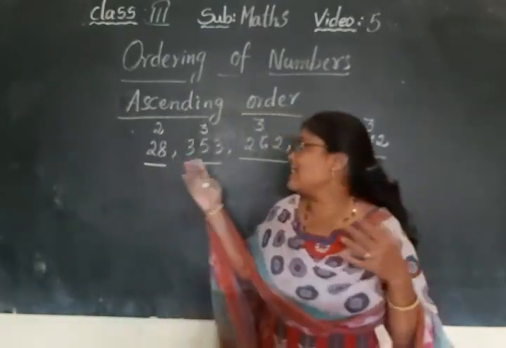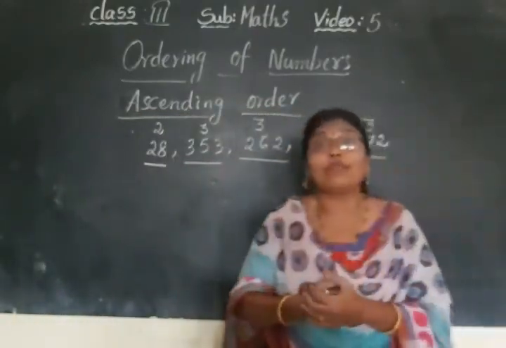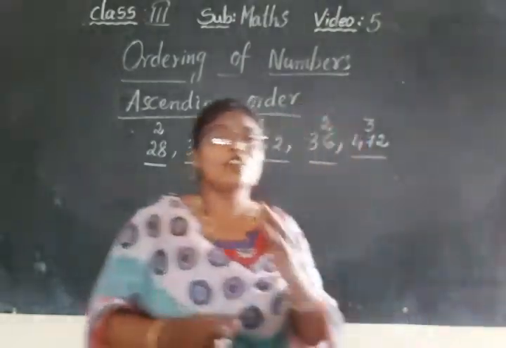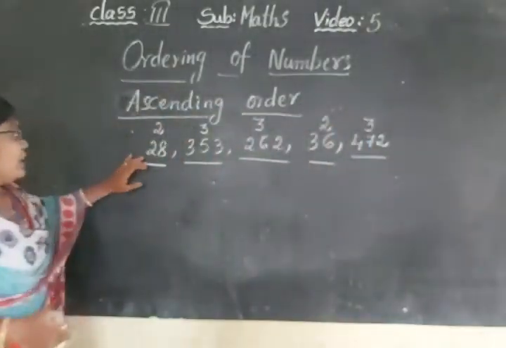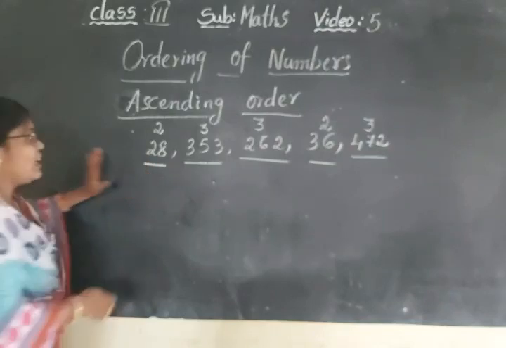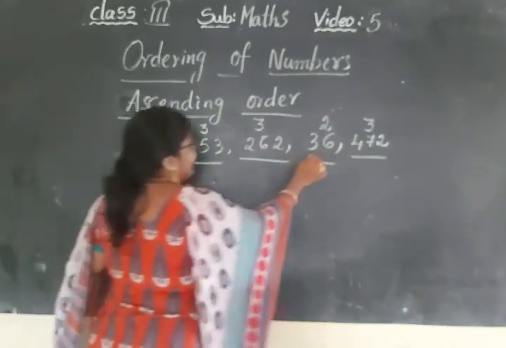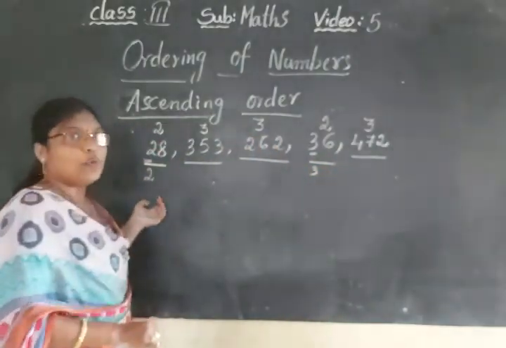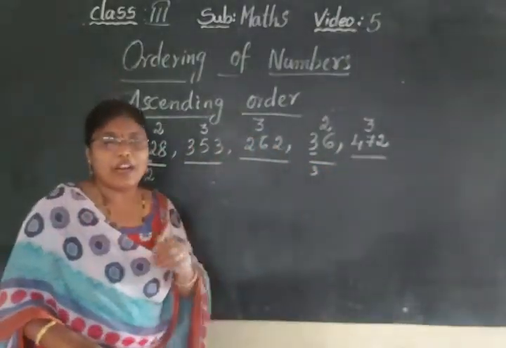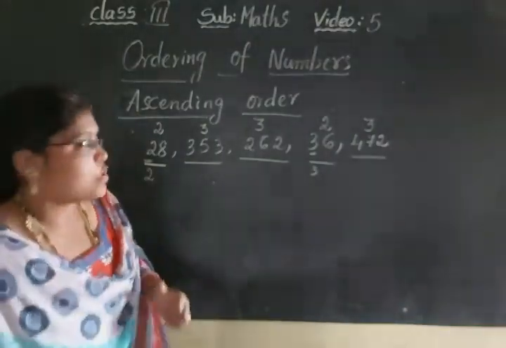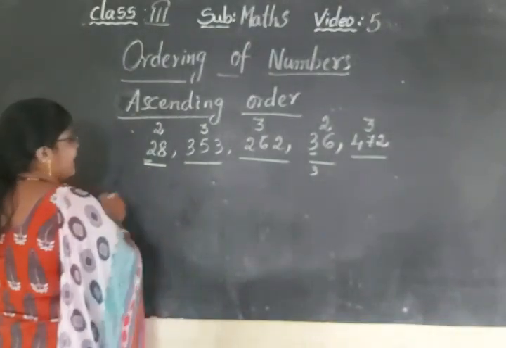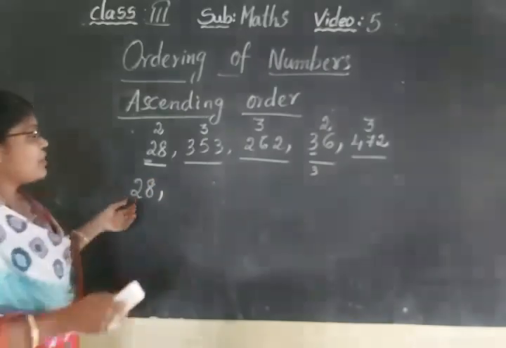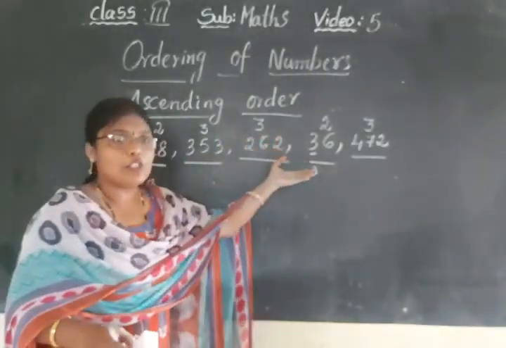Then both the numbers have 2 digits, right? Then what do we have to do? We just have to compare the first digit of each number. Here what is the first digit? 2, and here it is 3. So what is the smaller number, 2 or 3? Yes, you are right. It is 2. So come on children, 28 is the smaller number, and after 28 what is the next one with 2 digits?